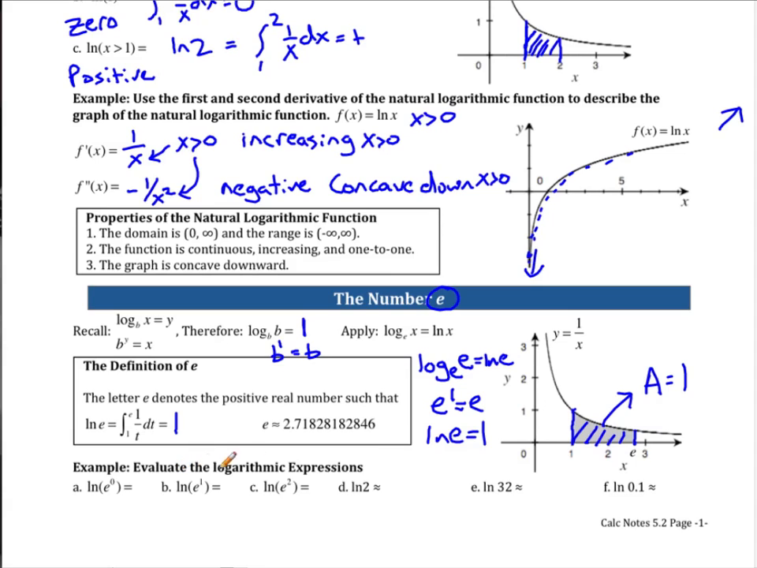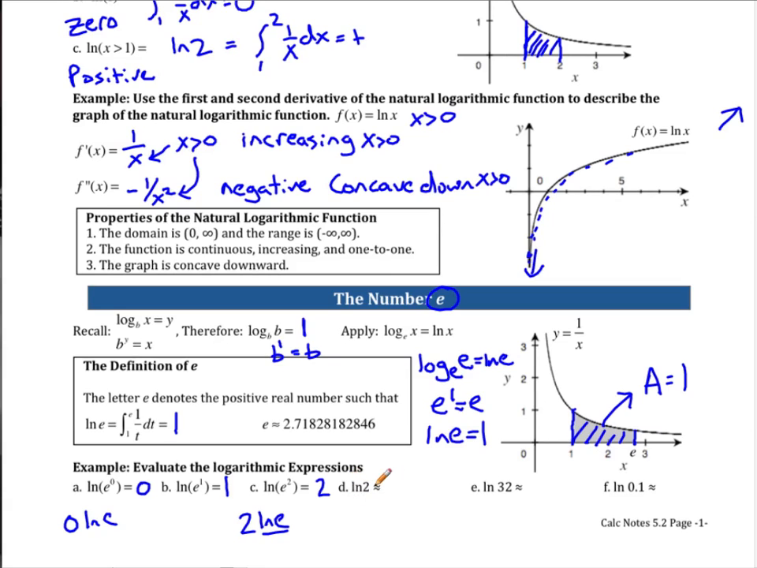So now we want to evaluate some logarithmic expressions. Okay, so natural log of e to the 0 power, notice we can rewrite this as 0 times natural log of e. Well, 0 times anything equals 0. If we wanted to do natural log of e to the first power, that would just be 1. If we wanted to do the natural log of e to the second power, this is going to be 2 times the natural log of e. Well, the natural log of e is 1, making this 2.